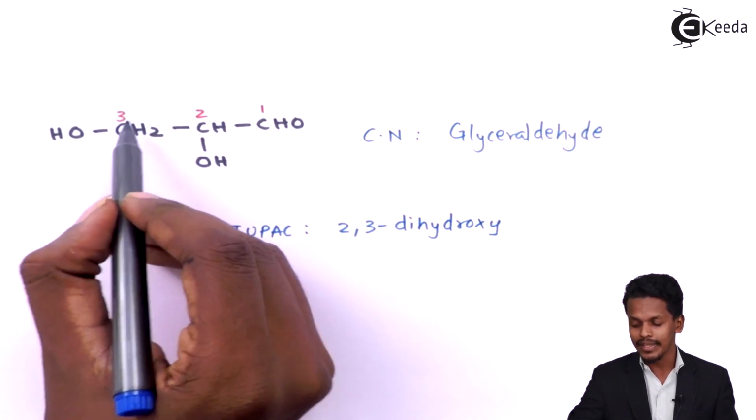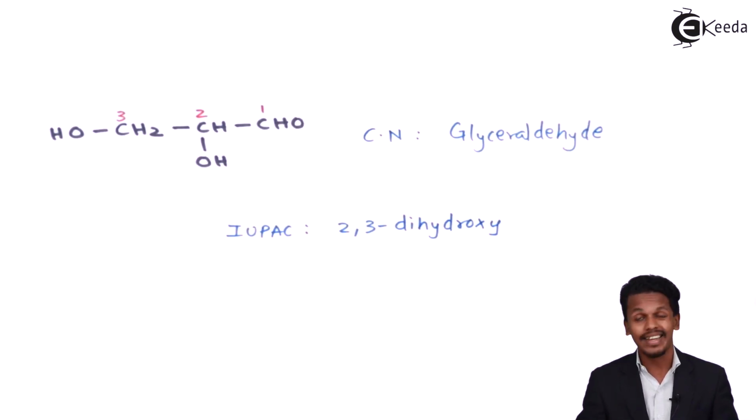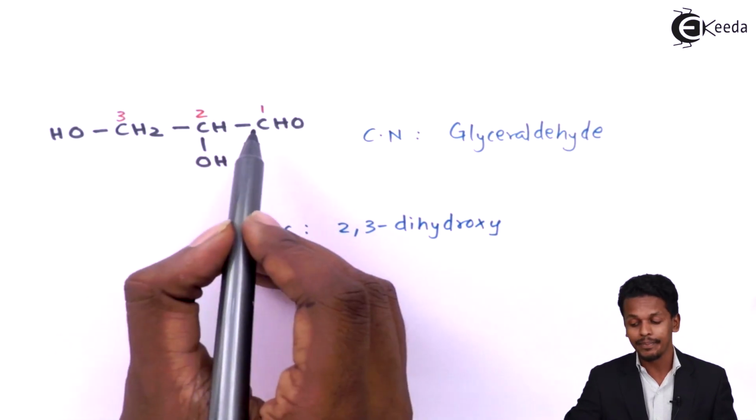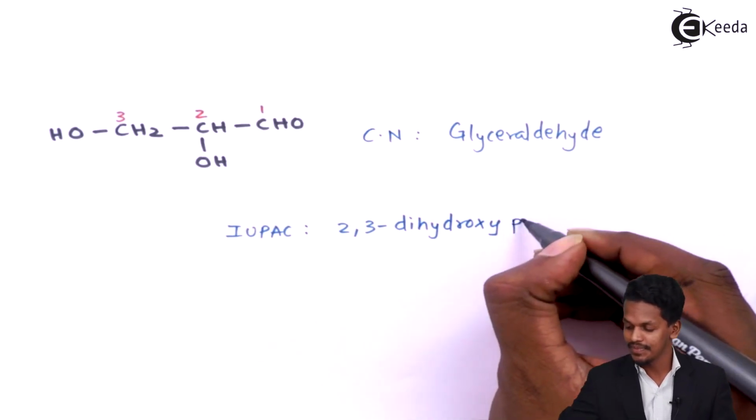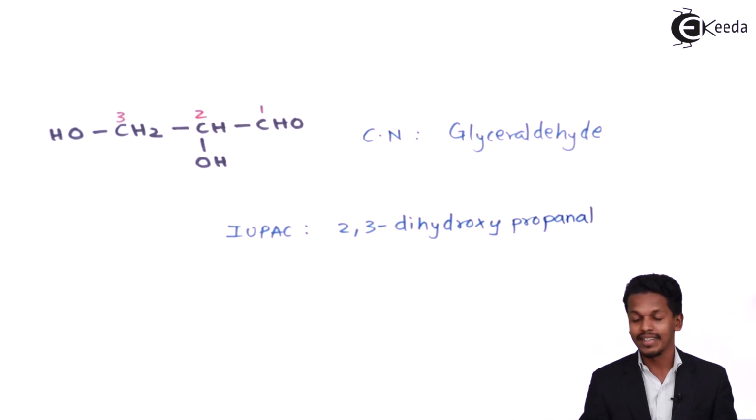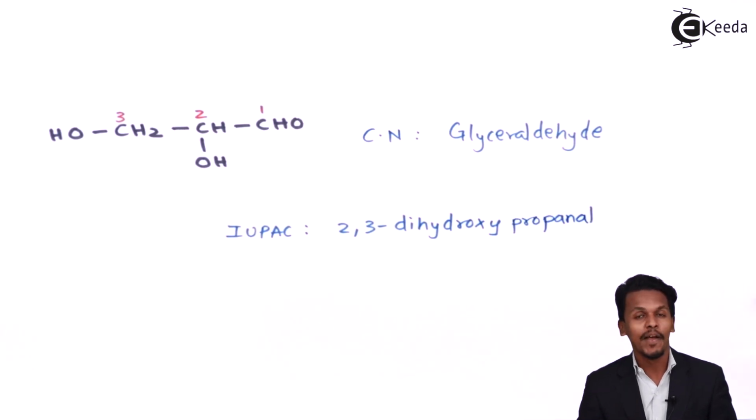and the total number of carbons in a straight chain is 3. So 3 carbon atoms in terms of an alkane is known as propane. But obviously it is not a propane, this is an aldehyde, so that's the reason the name is propanal, that is 2,3-dihydroxypropanal.